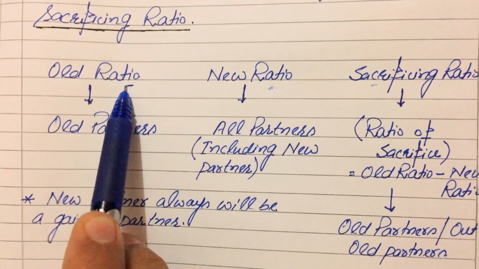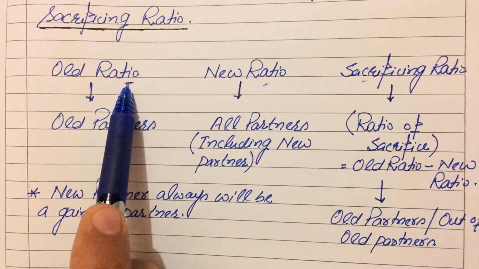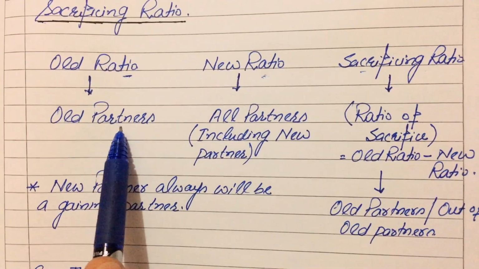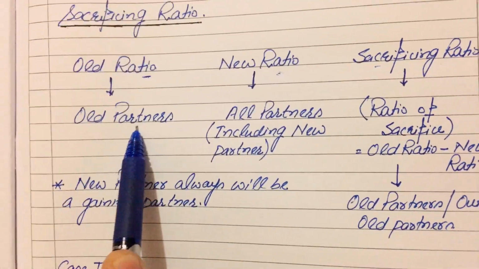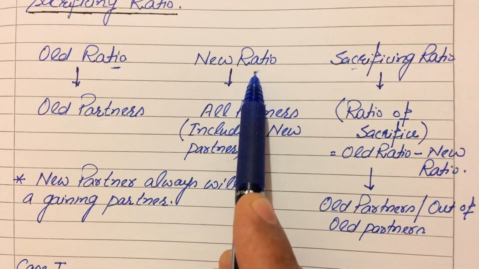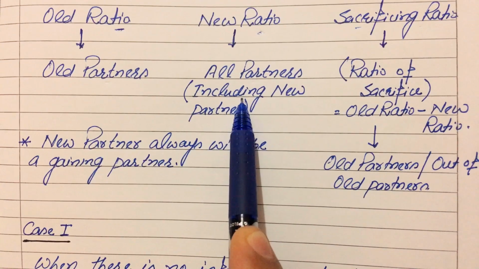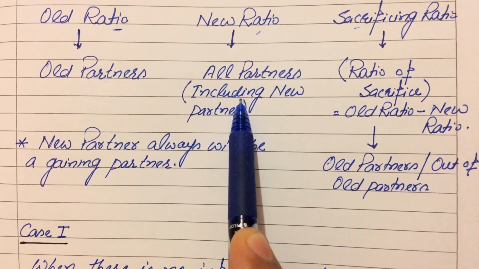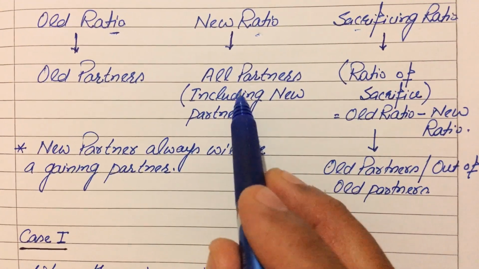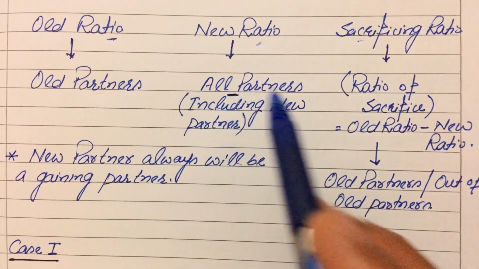Here old profit sharing ratio means the ratio in which existing partners distribute their profits and losses, and this ratio stands among the old partners. New ratio means the ratio in which all the partners, including the new partner, will distribute their future profits and losses, and the new ratio will stand between all the partners, including the new partner.